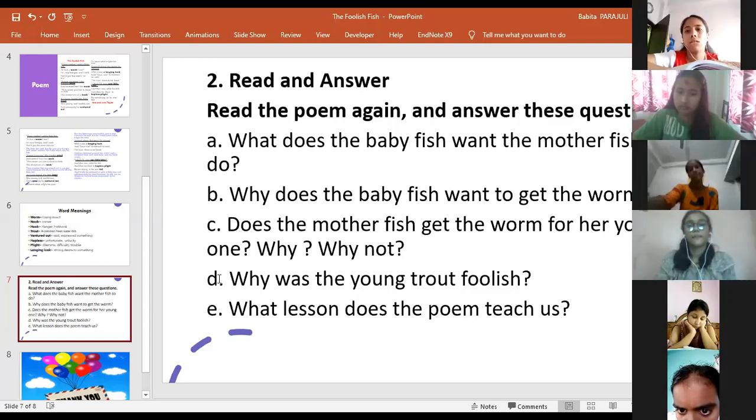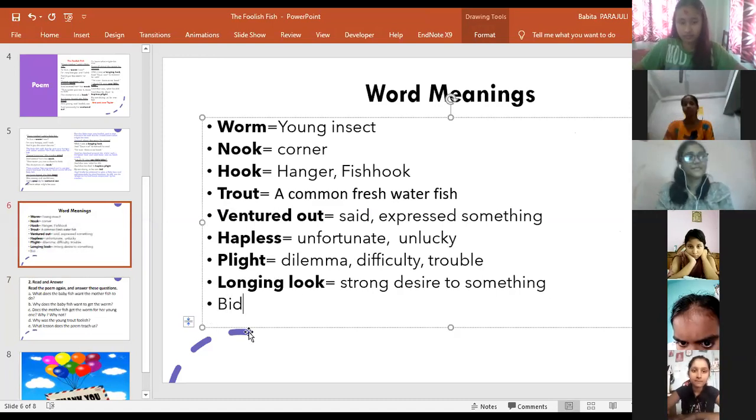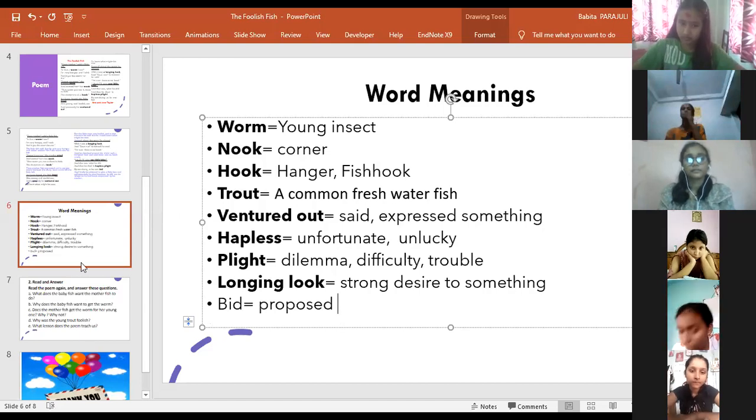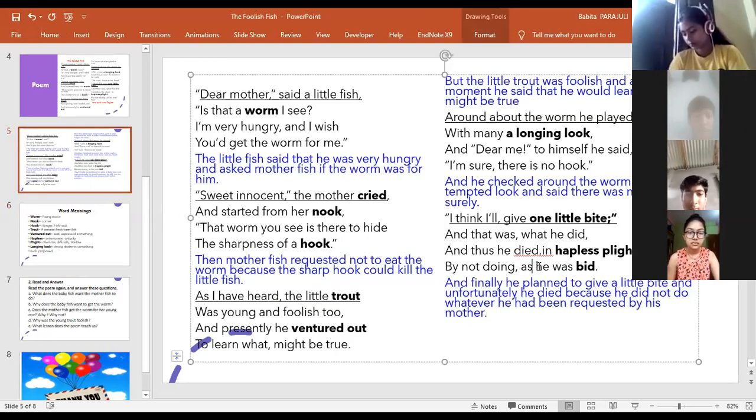Ma'am, what is the meaning of bid? Bid, yes. What you are said, proposed. I did not include it here. Bid means something which was proposed. Let us say proposed directly. What the mother fish had proposed to him, requested to him, not to give that bite, right? And what does the poem say? He died in hapless plight by not doing what he was bid. What he was bid means what he was said, what he was proposed. Did you understand?